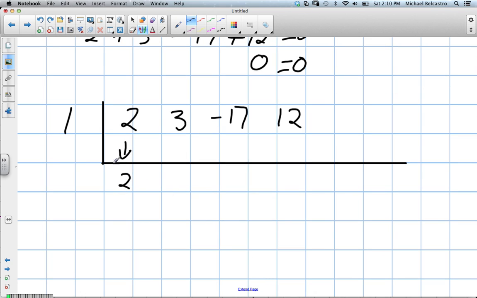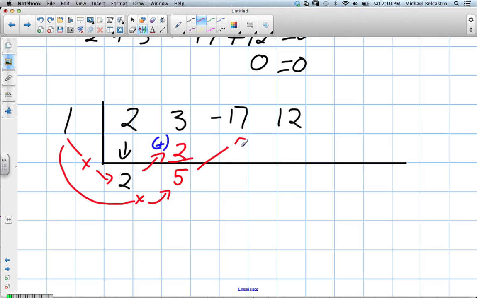What do we multiply by? 1 by 2. So we take the 1 and multiply it by the 2. What do we get? 2. And then we add it to the 3, and that gives us 5. Then what do we do? 5 times 1 is 5. And negative 17 plus 5. What do we get? It's actually going to be negative 12.